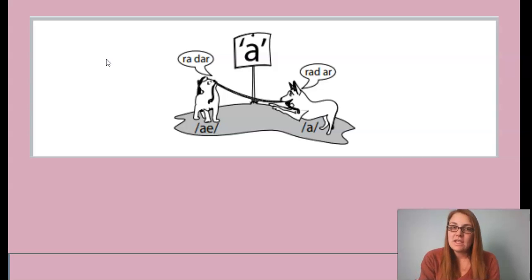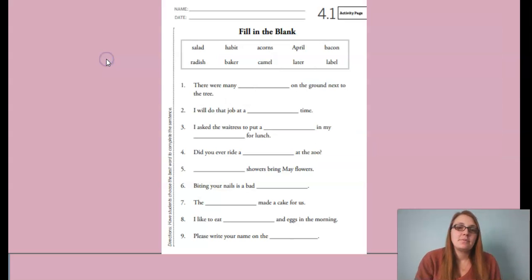So when you see an A in a word, the A can be tricky because we know it can sound like one sound or like the other. So it's kind of a tug of war between the two sounds. So as you're reading, you have to, in your head, chunk the words. So in the picture, you see the dog pulling the string. One dog says radar. The other dog says radar. So in your head, chunk the sounds and try out the different sounds to see which one works and which one makes the word make sense. Okay.